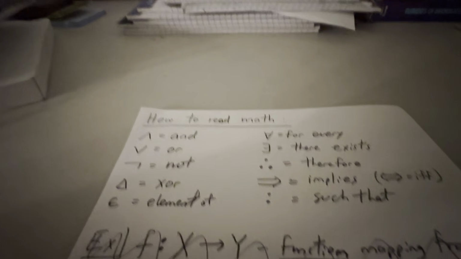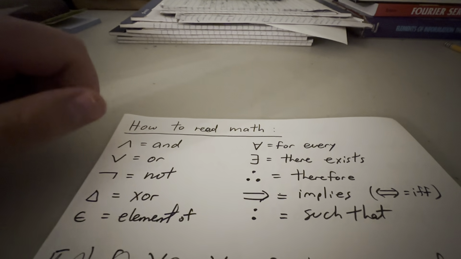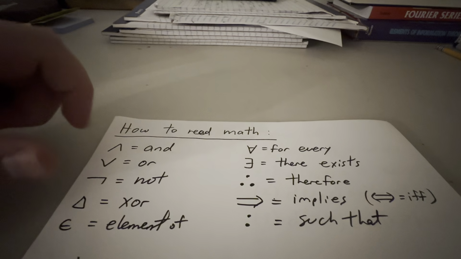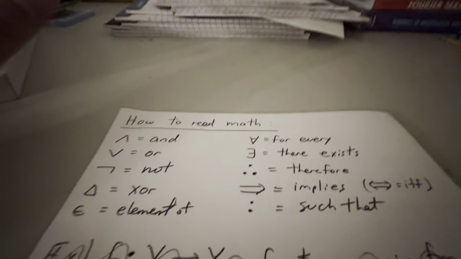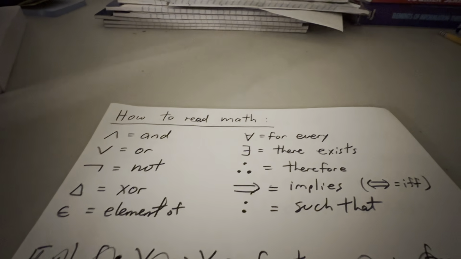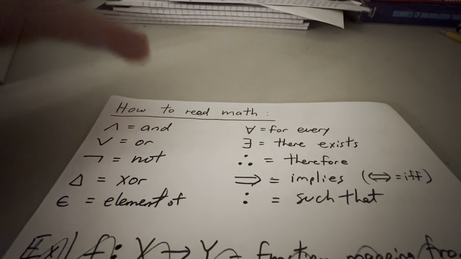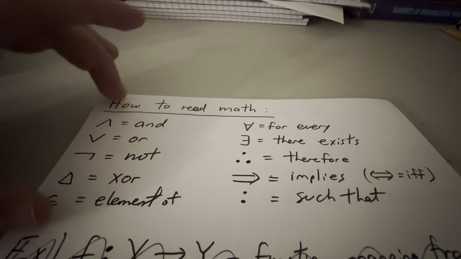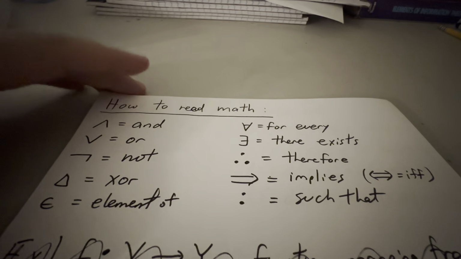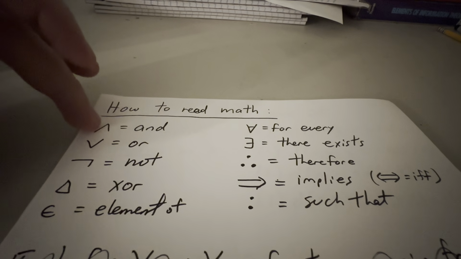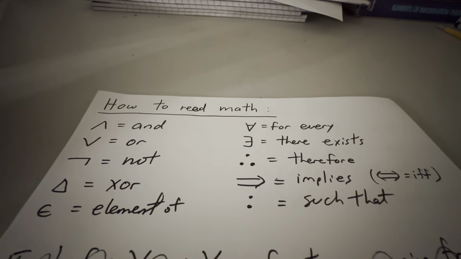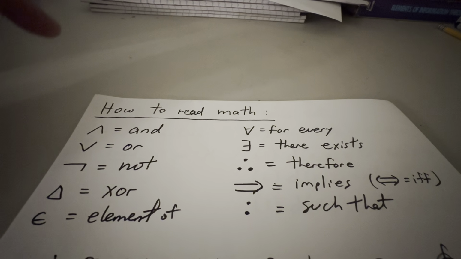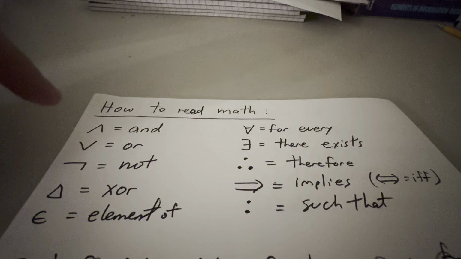Like the English dictionary, I don't know how many words are in there, but it's a lot. But then mathematics is like, okay, we gotta boil it down to like 500 or so words. I actually don't know how many words there are. Well, whatever, who cares? How to read math. So these are some symbols that are the most frequently used, I think. These are the ones that came off the top of my head.